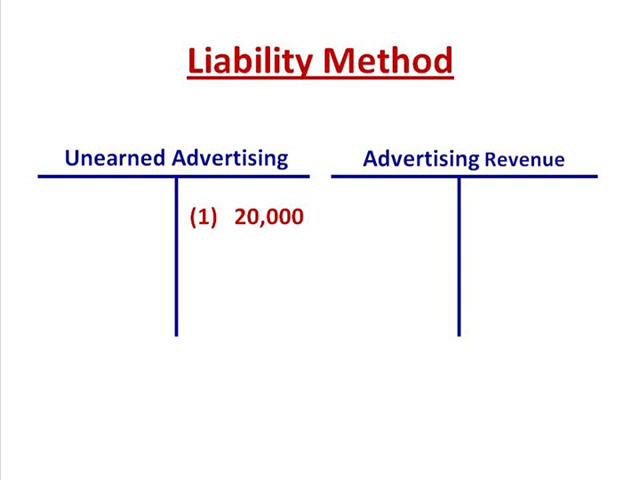29 times we credited... Say it. You're killing me. Say it. Unearned advertising revenue. Because class? Liability. We're using the liability method. And the key word in administering methods, Alina, is we've picked a method. How many times did we have to decide that? Once. We're using the liability method consistently.